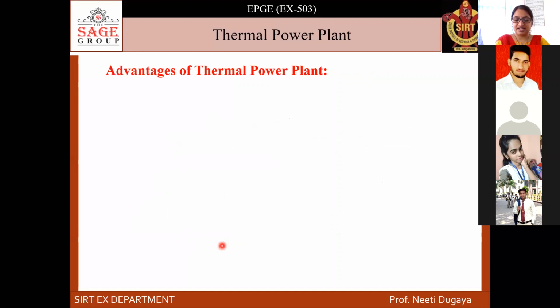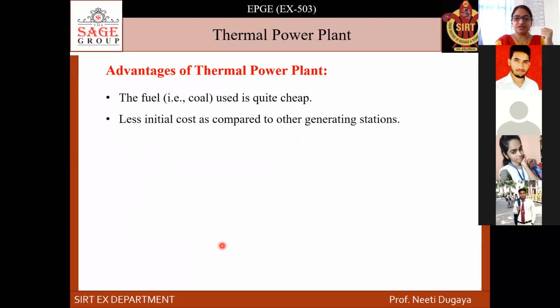So this is the Rankine cycle, and let's discuss the advantages of a thermal power plant. What are the advantages of a power plant? Number one, the fuel used is quite cheap. Coal is cheap as compared to the nuclear fuel, that is uranium. Next is the lower initial cost as compared to other generating stations. The setting up cost of a hydroelectric power plant is very vast. The initial cost of a nuclear power plant is very high, and of a hydro power plant is very high. In a thermal power plant it is quite low.